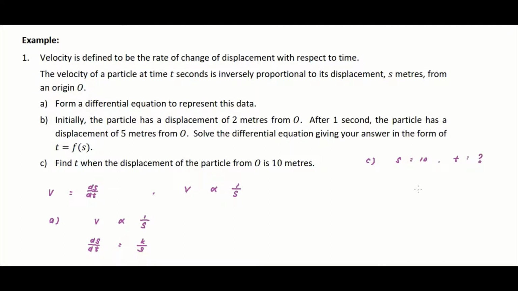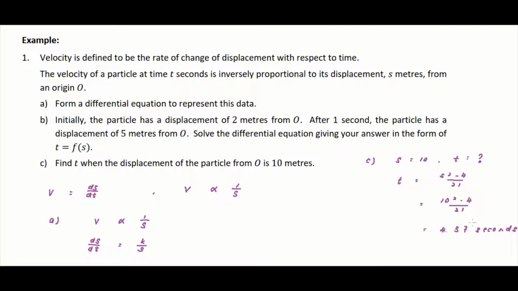So what we try to do is substitute back into the equation that we have. Since t equals s squared minus 4 over 21, we just substitute s as 10: 10 squared minus 4 over 21. Then you should be able to get your answer, 4.57 seconds. Okay, is that all right?